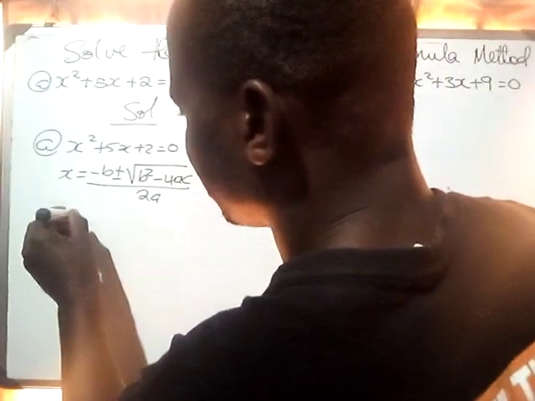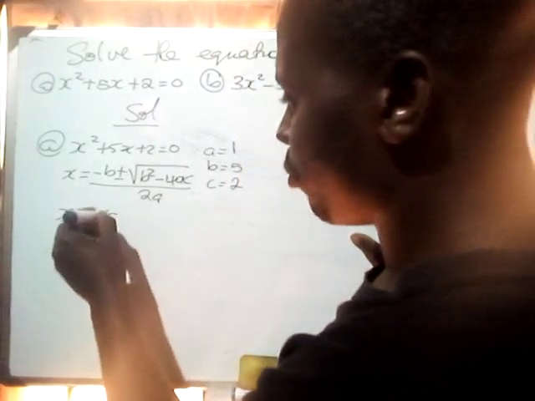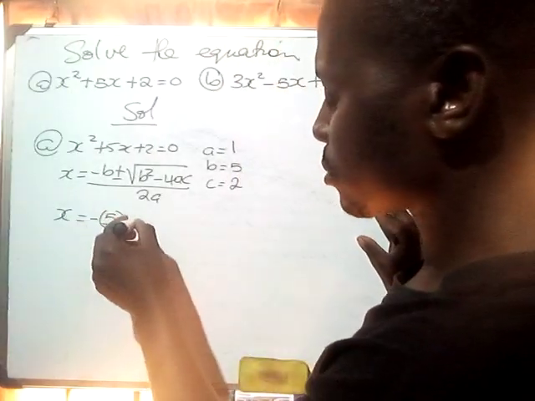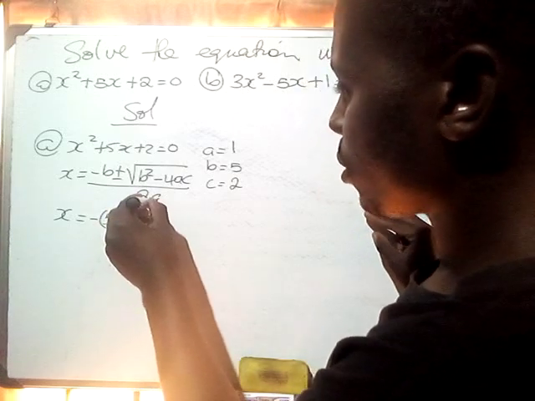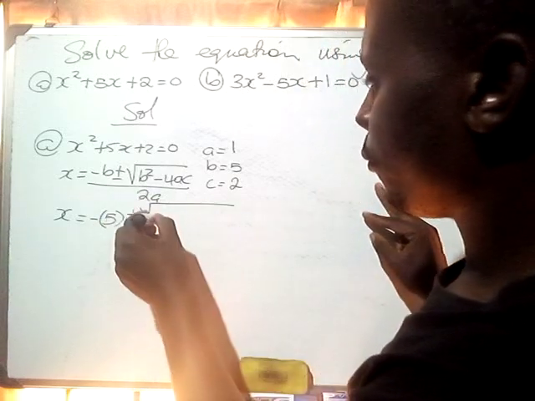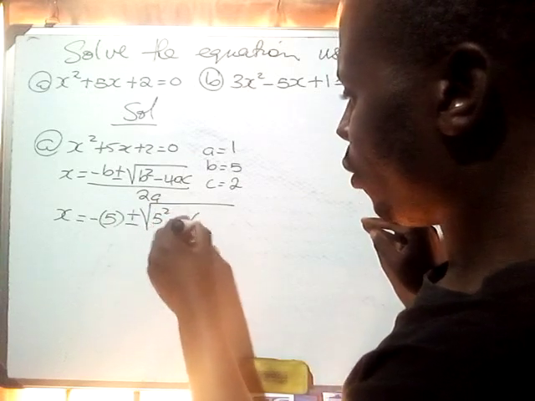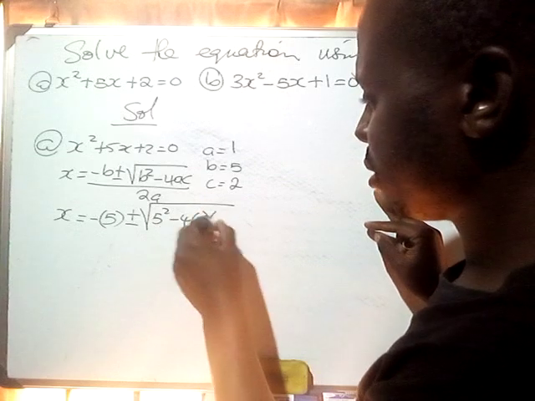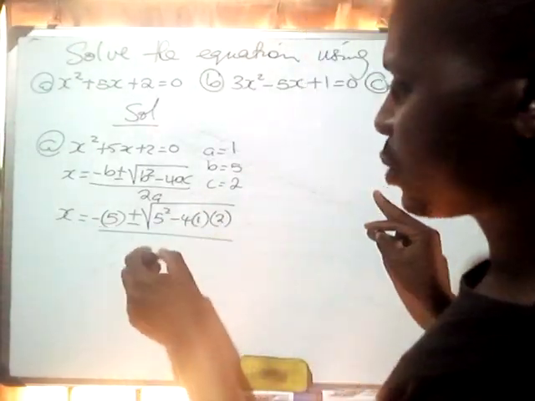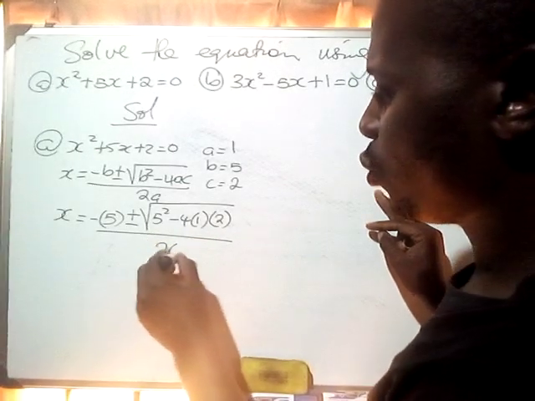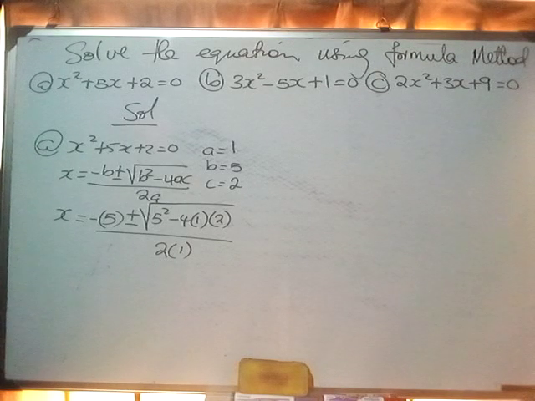So we have x is equal to negative, open bracket, put 5 there, plus or minus the root of 5 squared minus 4, our a is 1, our c is 2, then over 2 times 1. That is what we have.